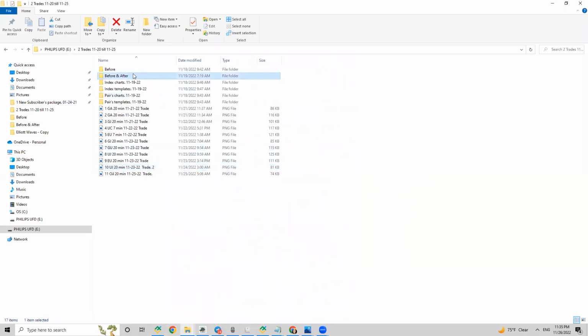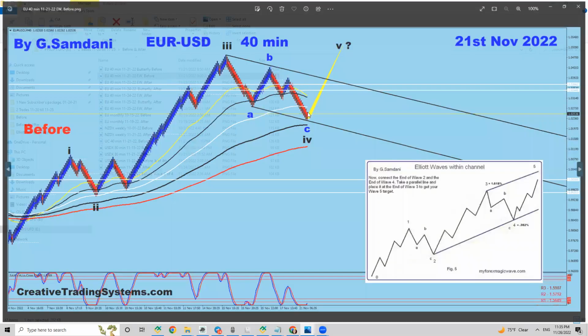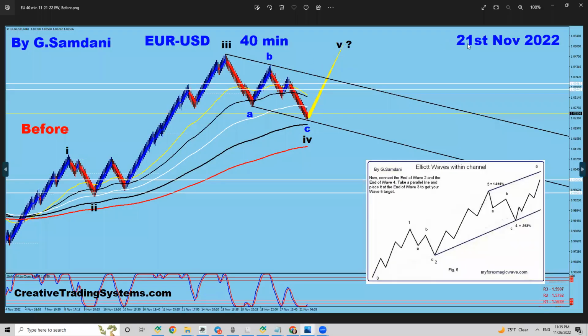I also had a Euro USD. Let me just show you quickly that I had the chart. For example, the Elliott wave count, right? This is what it is. I made it on the 21st, that this is ABC, wave 1, 2, 3, 4, 5, like that. So it's going to go up for wave 5.